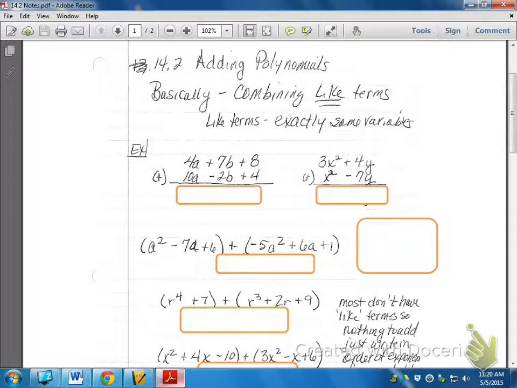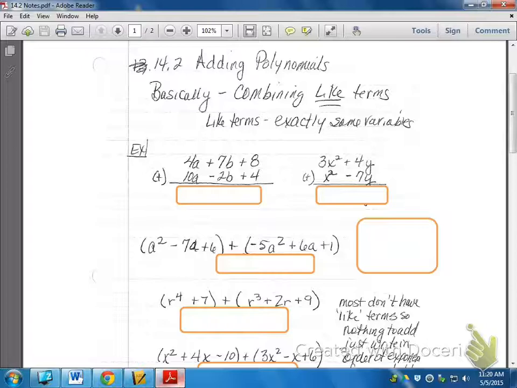We are covering lesson 14.2, adding polynomials today. Really, we have done something very similar to this in the past. It was called combining like terms. And like terms have the exact same variables. So the way the problems are going to be presented will be two different ways.